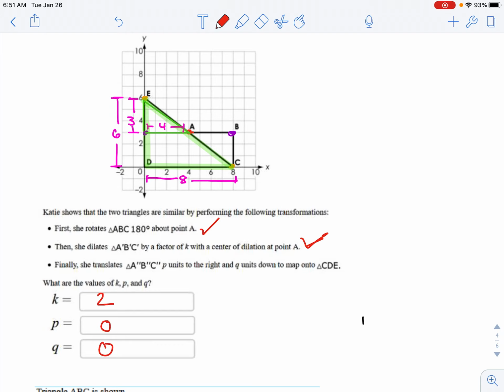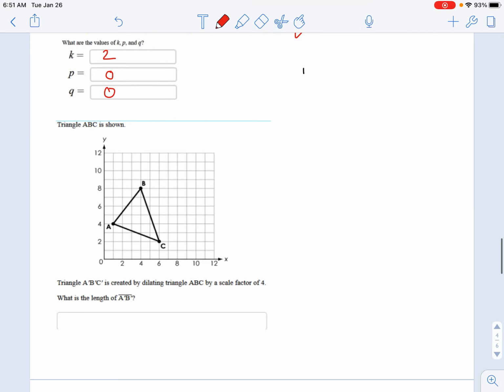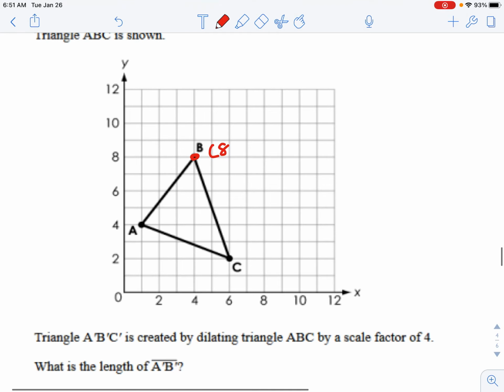Alright, so that's how you do that problem right there. Alright, just kind of doing a transformation on a coordinate plane. Check. Alright, last one right here. Triangle ABC is shown. Triangle A prime, B prime, C prime is created by dilating a scale factor of 4. Alright, and just notice something, like if I do 8 times 4, if I try to scale factor that, B prime would be at 32, 16. I can't fit that in.